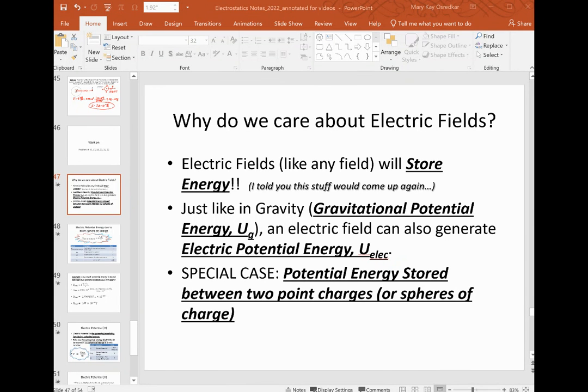Now that we have gotten to the point of getting our example problem done, we're going to move on to what's actually way more important, which is electric potential, or V. Sometimes we just call it potential when we're lazy, but electric potential is really about the possibility, or the potential, to store electric potential energy.